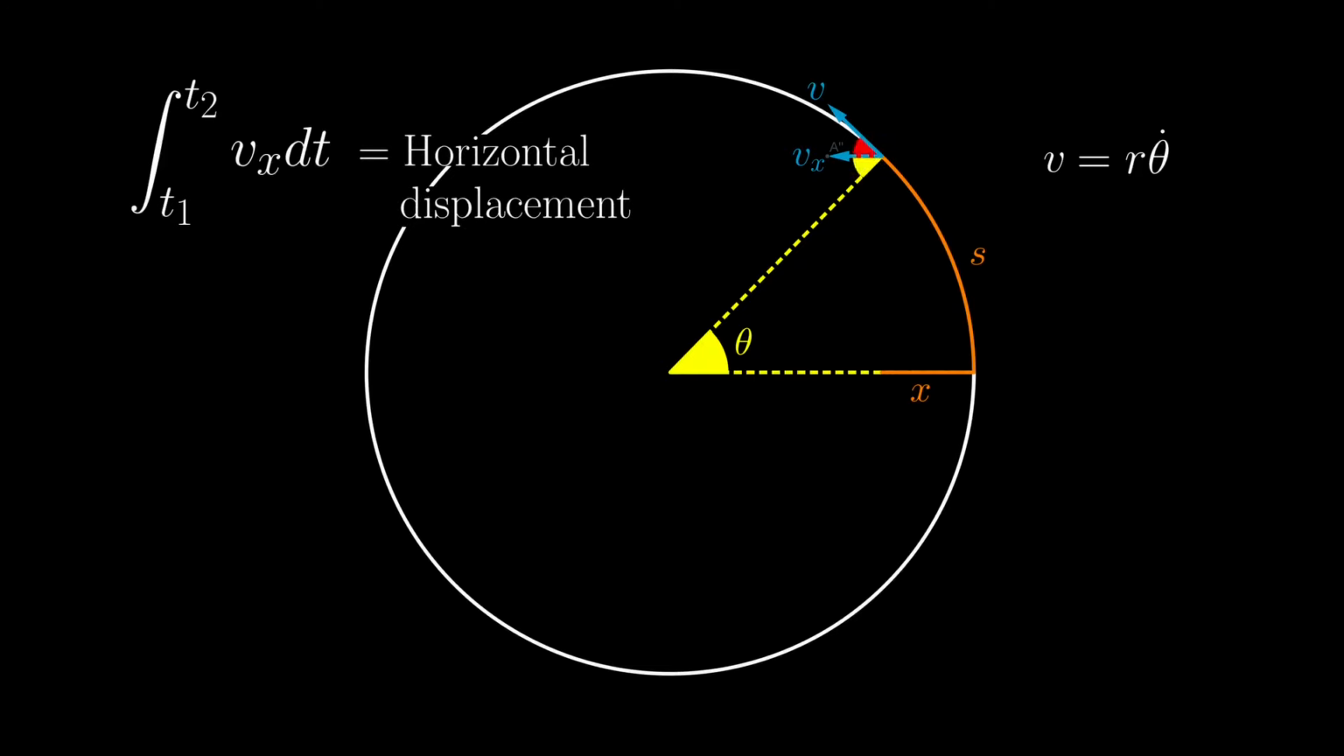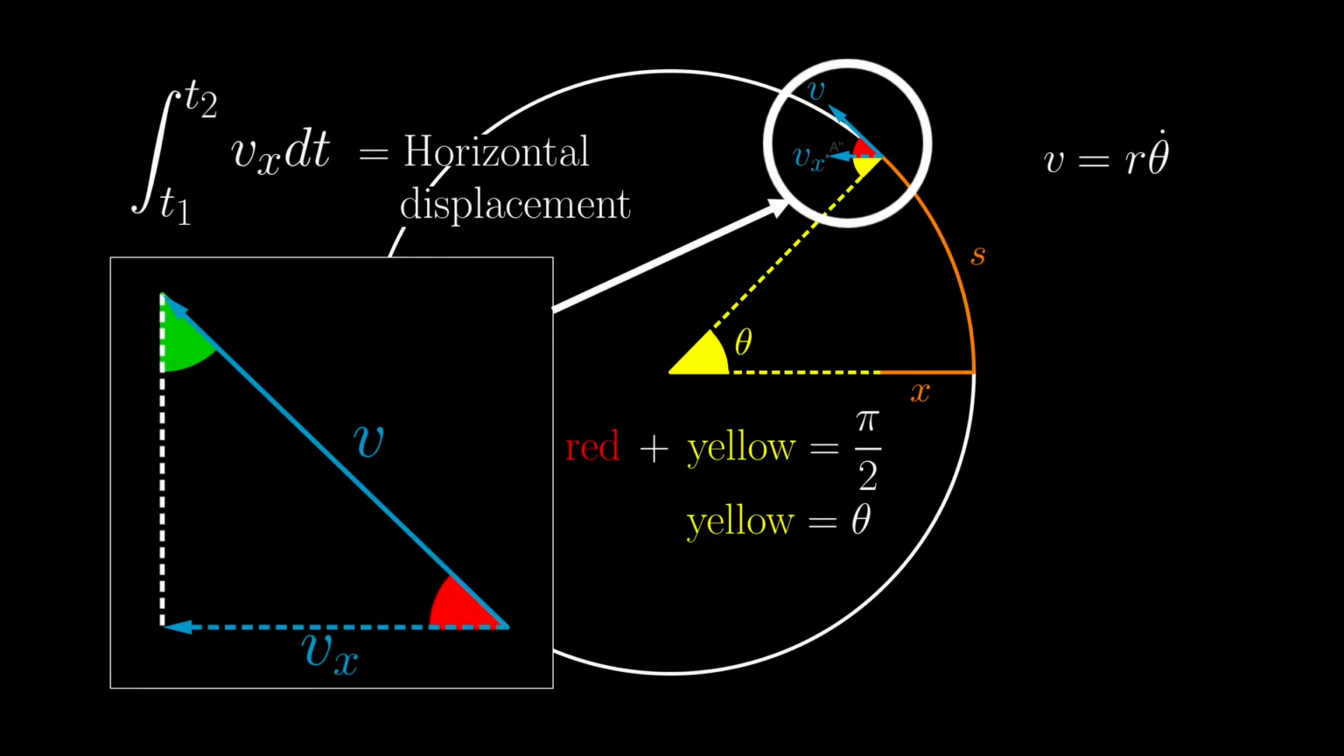Consider this diagram. Since the tangent and the radius are perpendicular, the sum of red and yellow angles in the white circle is a right angle. At the same time, the yellow angle is theta. If we now zoom in on this area, then we can find that the red and green angles add up to a right angle, and by combining all these, we have green angle to be theta. So Vx is V times sine theta.